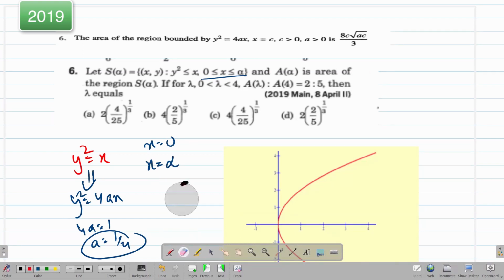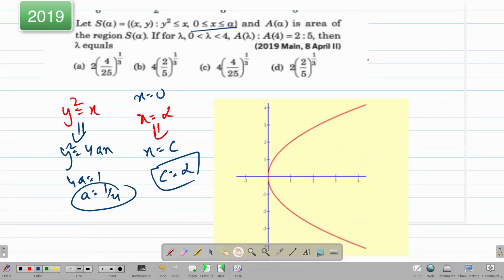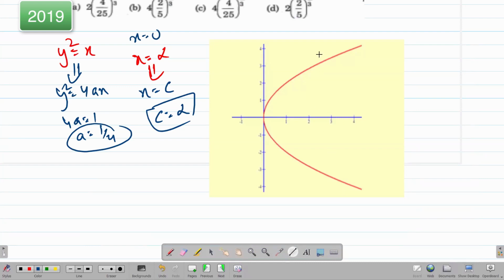In this question, x equal to alpha is given to us, and if I compare this with x equal to c, so c is here alpha, and the line x equal to alpha is a line parallel to the y-axis. So this is my x equal to alpha.